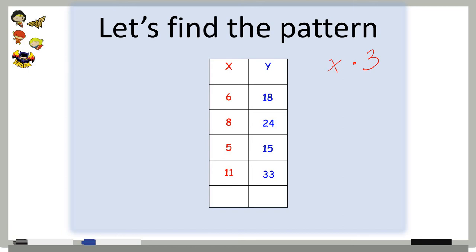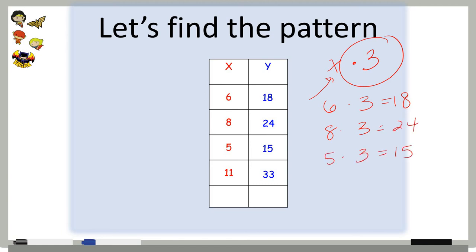So once you have the pattern, which was times 3, all you had to do was replace the x value with what you saw on the chart. So I saw a 6, so I multiplied it by 3, and I got 18, so that was my output. And 8 times 3 gave me 24, that was my other output. 5 times 3 was 15, and 11 times 3 was 33.